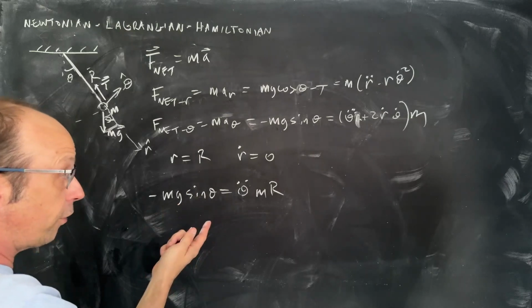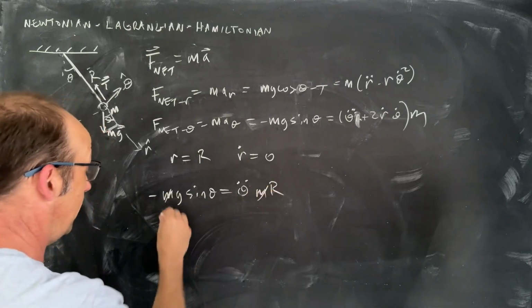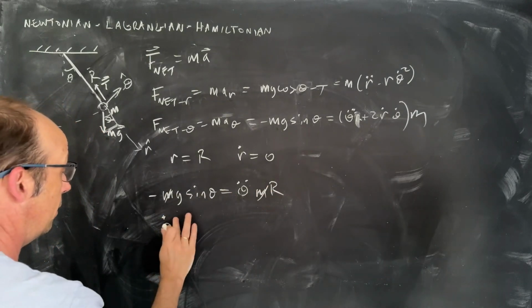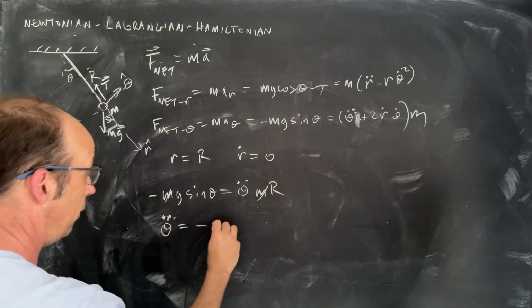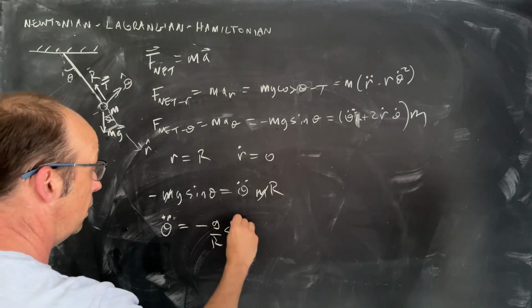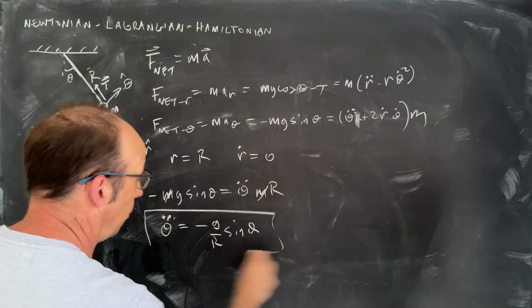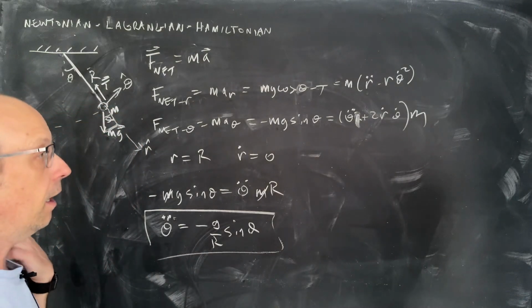I can now solve for an expression for theta double dot. The mass cancels. Theta double dot is negative g over r sine theta, and we're done technically. We're gonna do more. Okay.